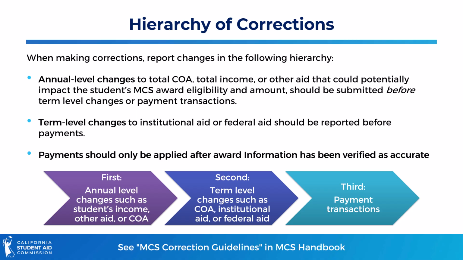Second are term level changes. These could be changes to institutional aid, Cal Grant, or federal aid. All of these changes should be made prior to reporting payments. Finally, payments should only be applied after award information has been verified as accurate.